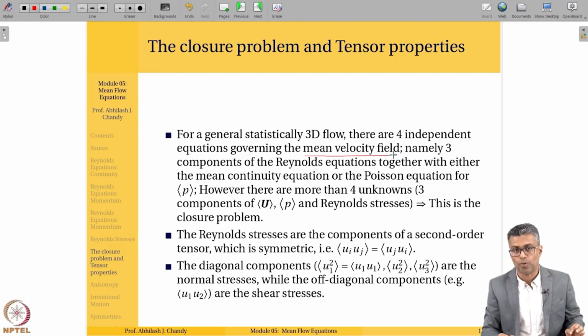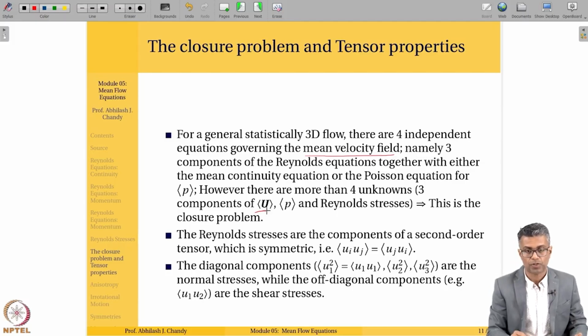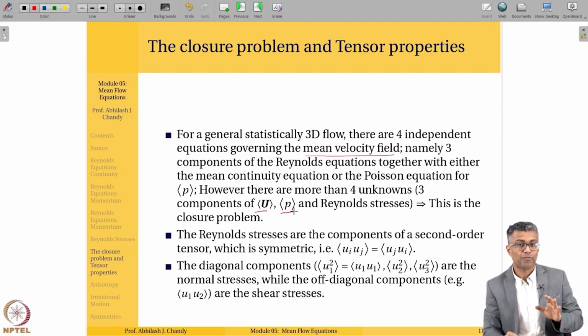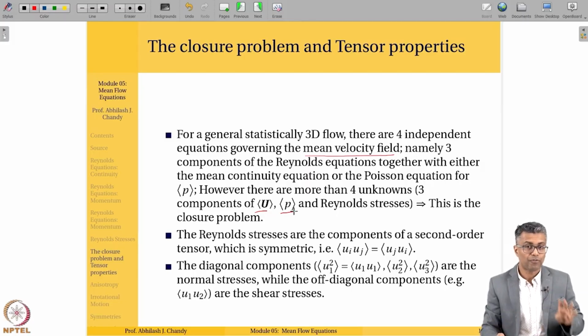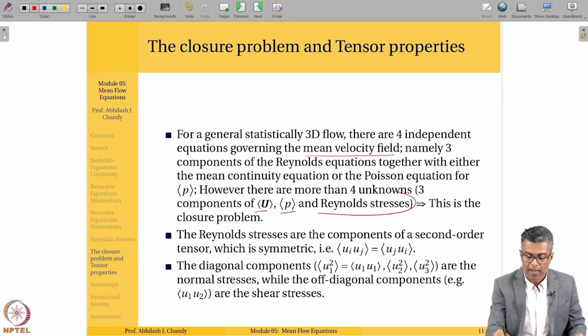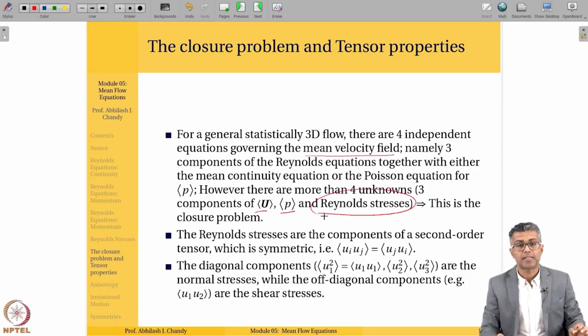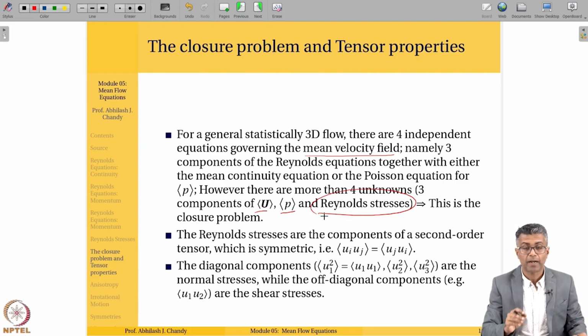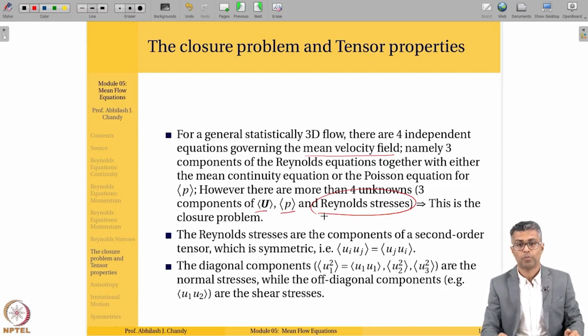And how many unknowns do you have? You actually have more than four unknowns. That would be three components of U and pressure. If the flow was not turbulent, you would not have the Reynolds stresses. You would have four equations, four unknowns. But now, because the flow is turbulent, you have what we call the Reynolds stresses. This is the closure problem. Because we have four equations and more than four unknowns, because of the Reynolds stresses, we have a closure problem. We have more unknowns than equations.